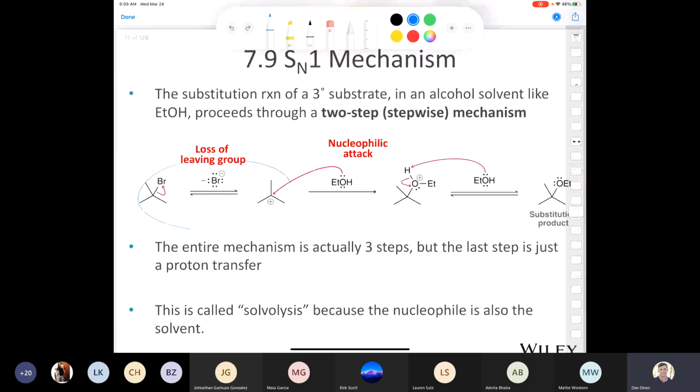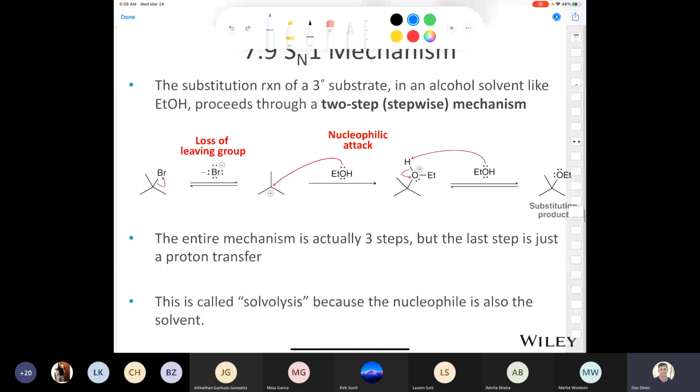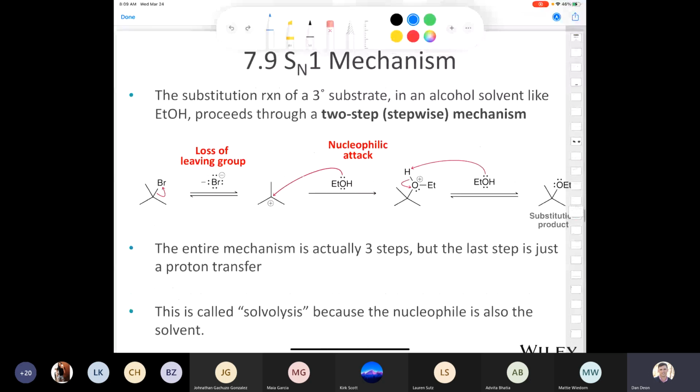So the first step is the loss of leaving group. Nothing new there. But the second step is going to be nucleophilic attack by the ethanol. Now, ethanol is not a strong nucleophile. It's a weak nucleophile. However, you can see that this is going to be a really good electrophile because it's got a positive charge on it.